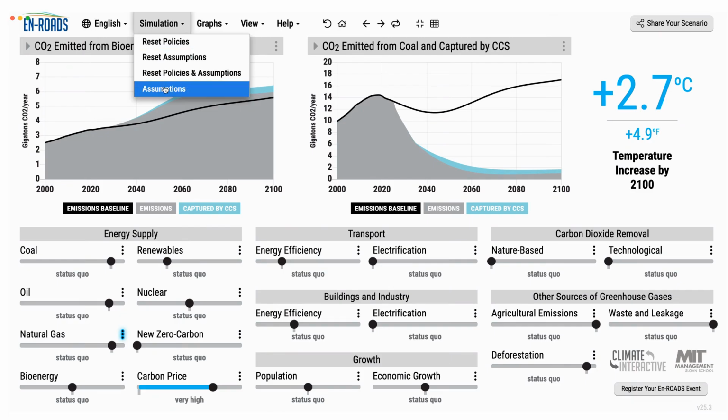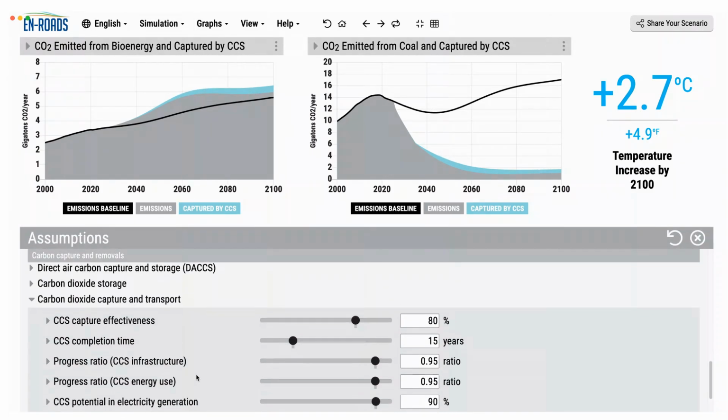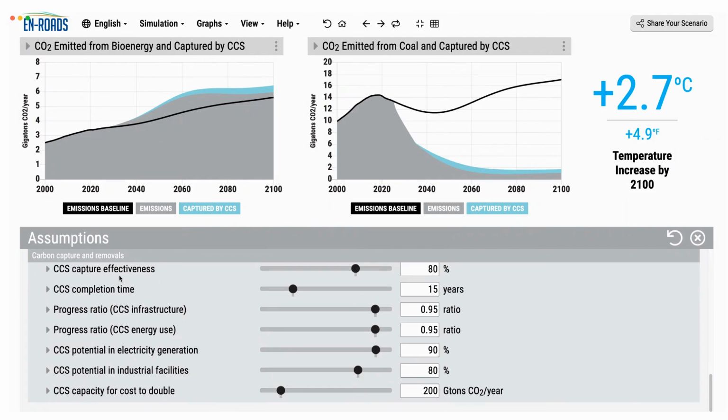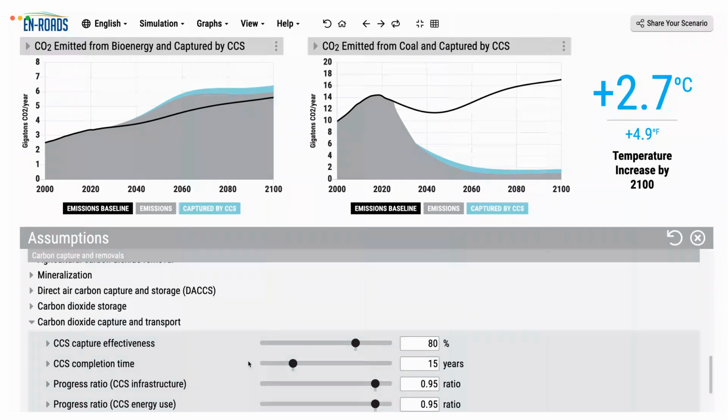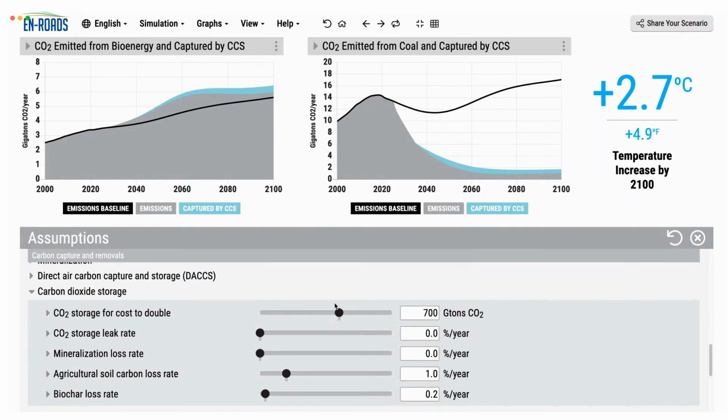I briefly showed them, but many of the assumptions can be changed under this area: the capture effectiveness, delay times for completing it, progress ratios, the potential in different sectors, and a little bit about how much low-hanging fruit versus high-hanging fruit there is in CCS. And then many of the costs for storage are shared here.